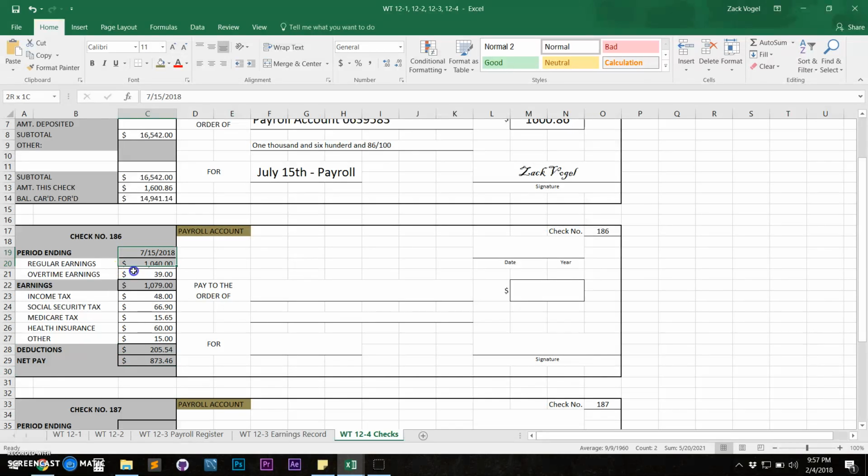So Judy made $1,079. We take out $205.54 of deductions, and her paycheck is going to be $873.46. So now we just write the check out. So it is July 15th, 2018. The amount is $873.46.